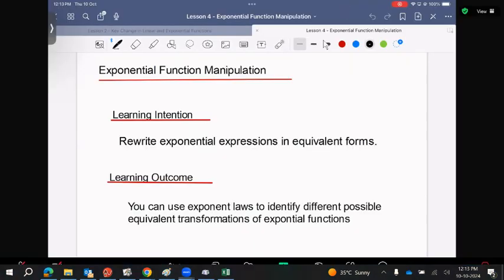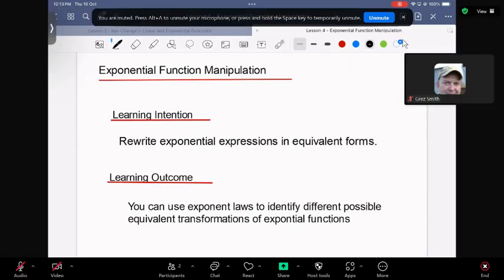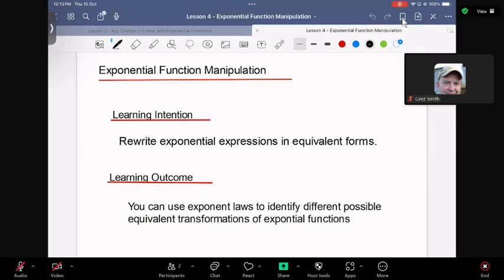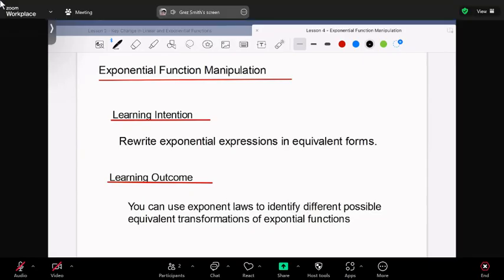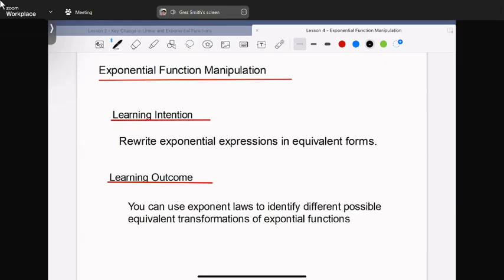All right, so today we are looking at exponential function manipulation. Heard of it? We're looking at exponential function manipulation. Sahan.